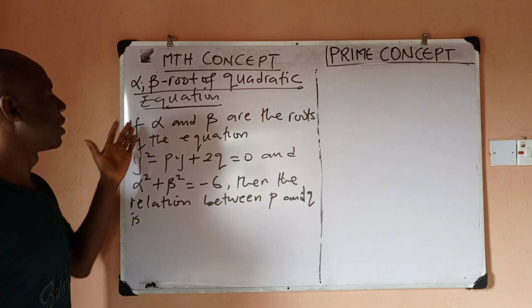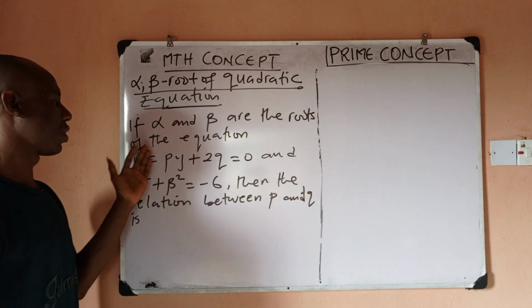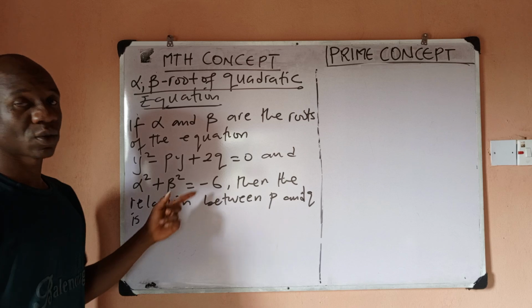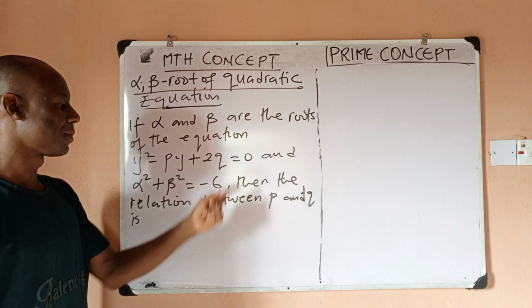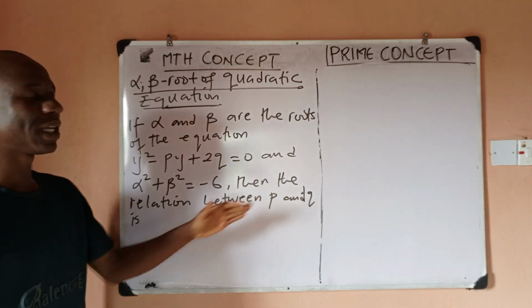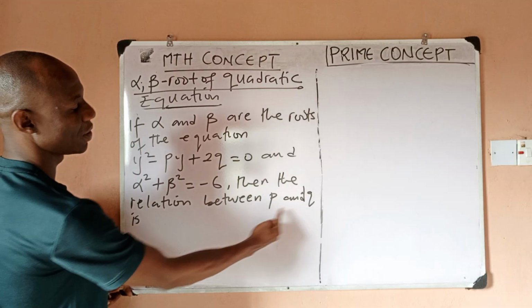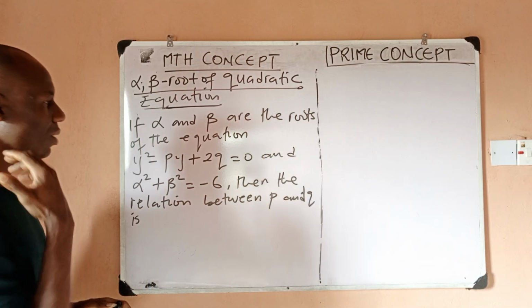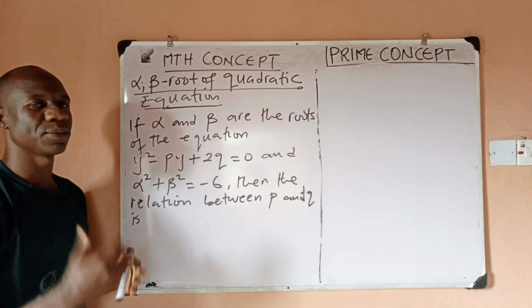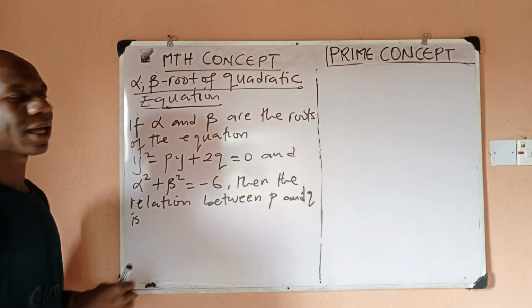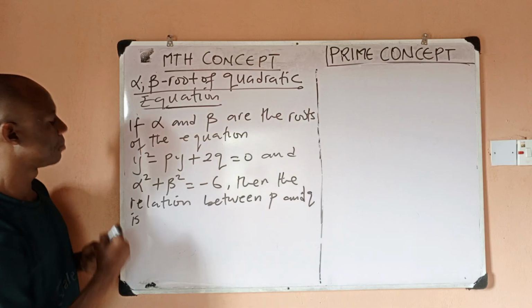Now we have, if alpha and beta are the roots of the equation this, and alpha squared plus beta squared is equal to minus 6, then the relation between p and q is, they want us to find a formula that connects p and q. So I told you, whenever you have problems, one of the things you want to first do is to find alpha plus beta, find alpha beta.